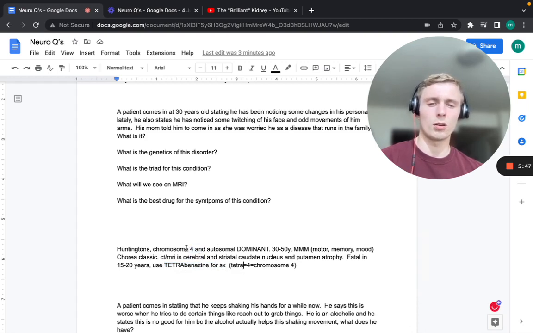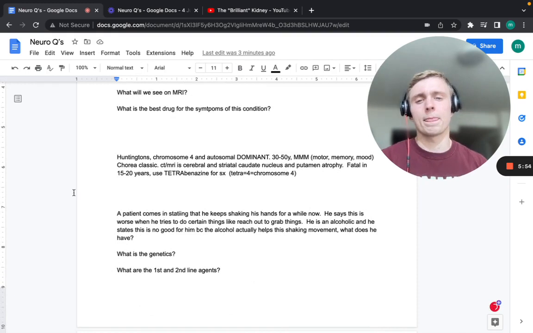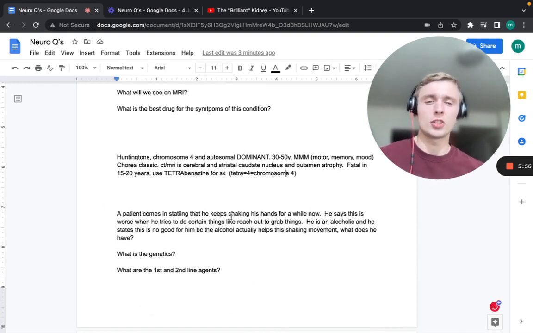So tetrabenazine on chromosome 4. So next one, a patient comes in. He's stating that he keeps shaking his hands for a while now. He says that this is worse when he tries to do certain things, like reach out to grab things, but it's okay when he rests.